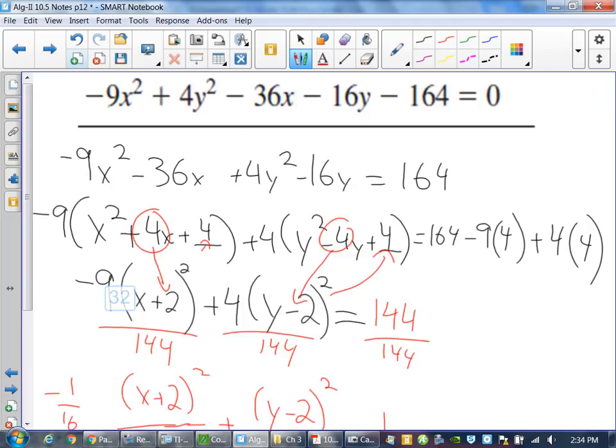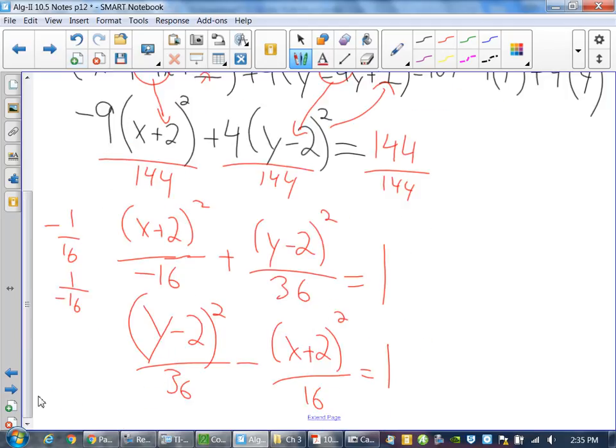And then obviously going through the rest. So this is going to be a hyperbola of y squared. Y squared hyperbolas go which direction? Up and down. So don't forget to do that.